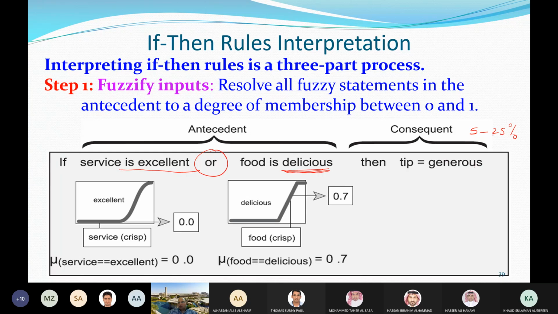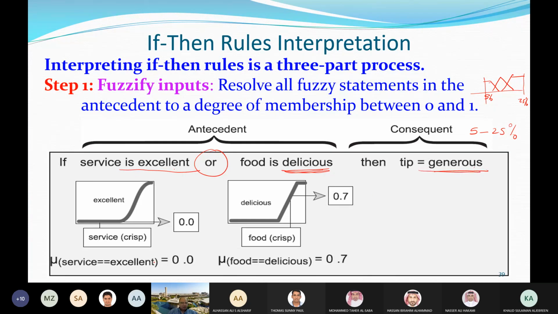So generous means, of course, you can divide this into low between 5 and 10, and you can have some membership functions as such. You can range between 5%, which is very low, and 25%. So you can divide this universe of scores over these membership functions. So if the service is excellent or the food is delicious, then the tip is generous. So this is the output.